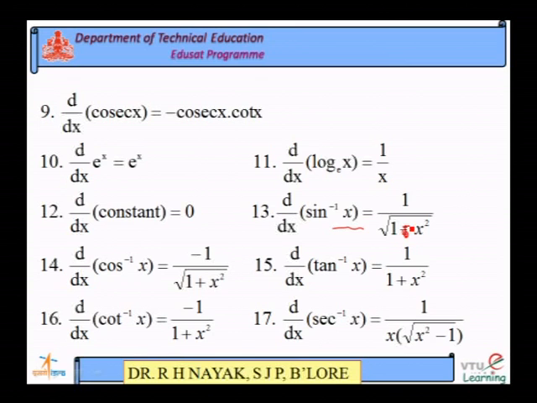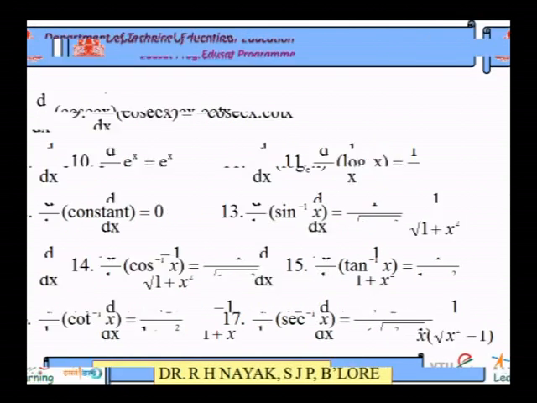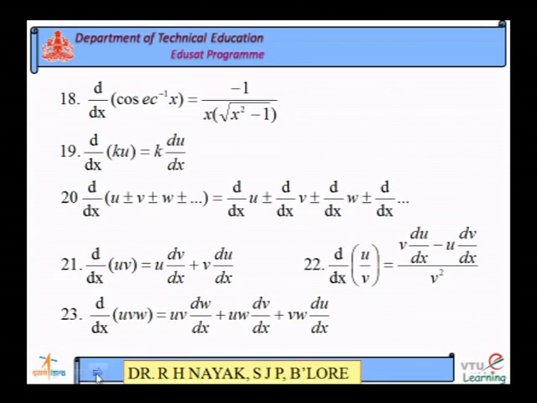Differentiation of cos inverse x is minus 1 by root of 1 minus x square. Differentiation of tan inverse x is 1 by 1 plus x square. Differentiation of cot inverse x is equal to minus 1 by 1 plus x square. Differentiation of secant inverse x is 1 by x into root of x square minus 1. Differentiation of cosecant inverse x is minus 1 by x into root of x square minus 1.